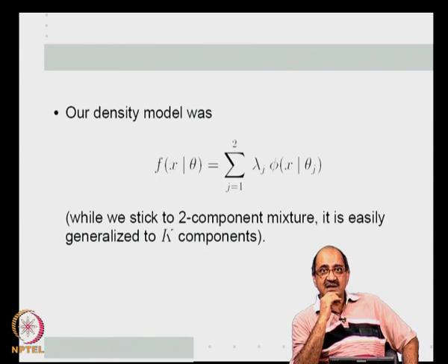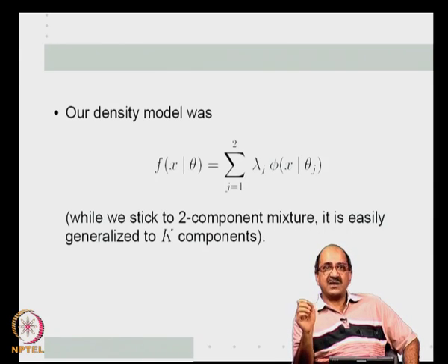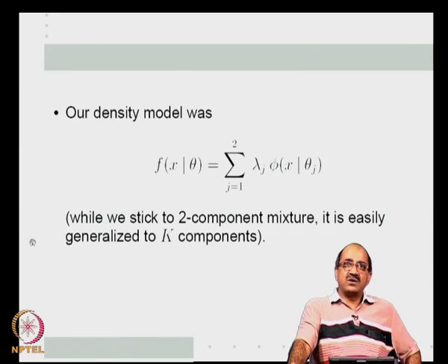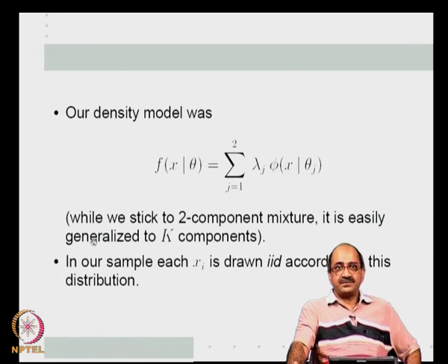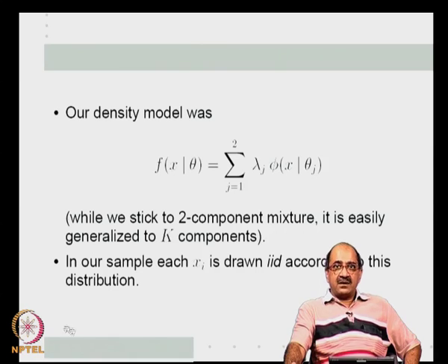Our original density model is f(x | theta) = sum over j equal to 1 to 2 of lambda j phi(x | theta j). I still put j equal to 1 to 2. So, I am sticking to my example of two components, but as I said, it is only because it is easier to write the expressions. As you will see, wherever I put the summation up to 2, if you put summation up to k, it easily generalizes to k component mixtures.